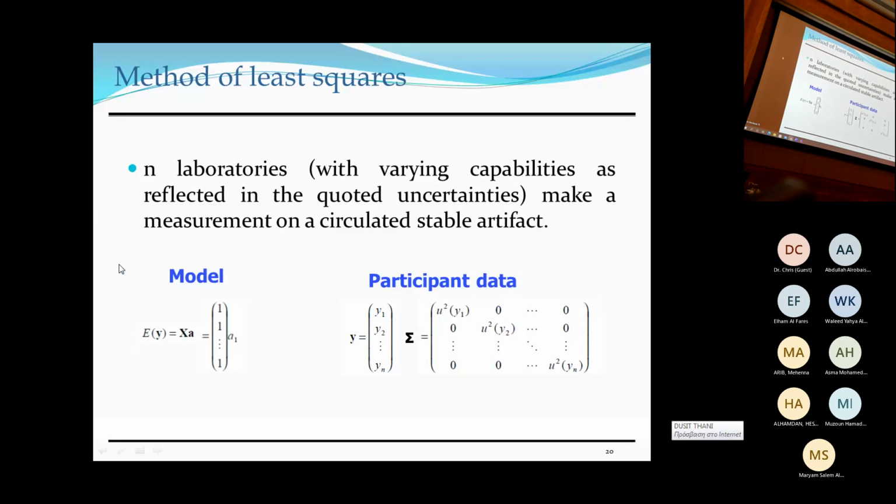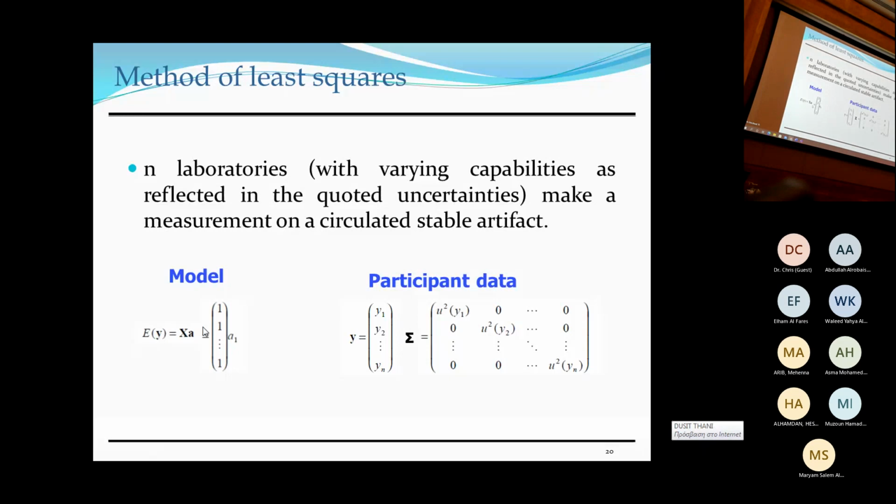So let me rephrase this again. This is the expectation of y is equal to x times a. So what is x and what is a? a is the quantity that's being determined, and x represents all of the participating laboratories. Each one of these participating laboratories determines a value for A1.